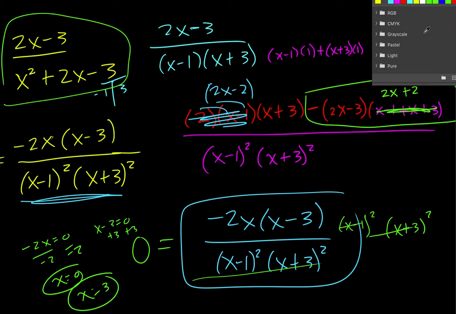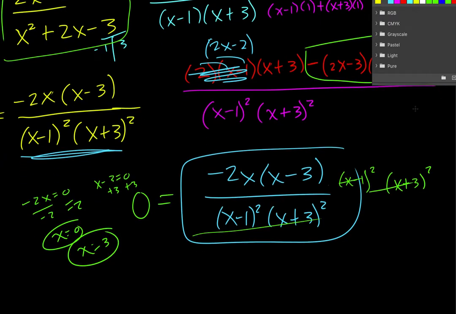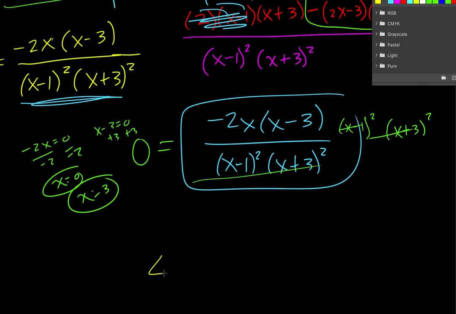Okay, we do a sign diagram with that. We get 0, we get 3. Now another thing we have to consider is asymptotes. So if I plug in a positive 1, I'm going to get a vertical asymptote because that would create division by 0. If I plug in negative 3, same thing occurs.